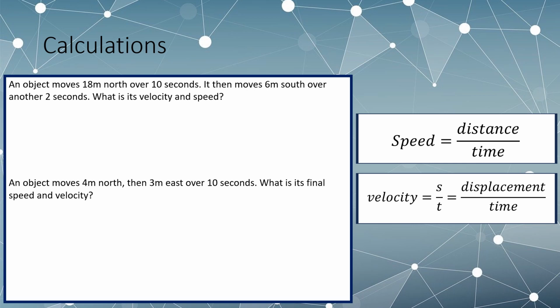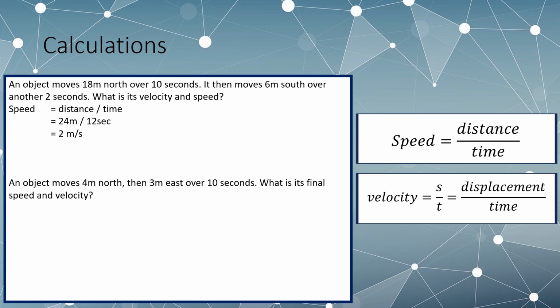Let's start with speed. So we know speed is equal to distance over time. Now let's make sure we double check what our distance is in this problem. So we've gone 18 meters north, then 6 meters south. So in total, our distance is 24 meters. And we've done so over a total of 12 seconds, just adding both times up there. So we're going to have 24 meters divided by 12 seconds, which is going to give us 2 meters per second. As it is scalar, we do not need to provide a direction.